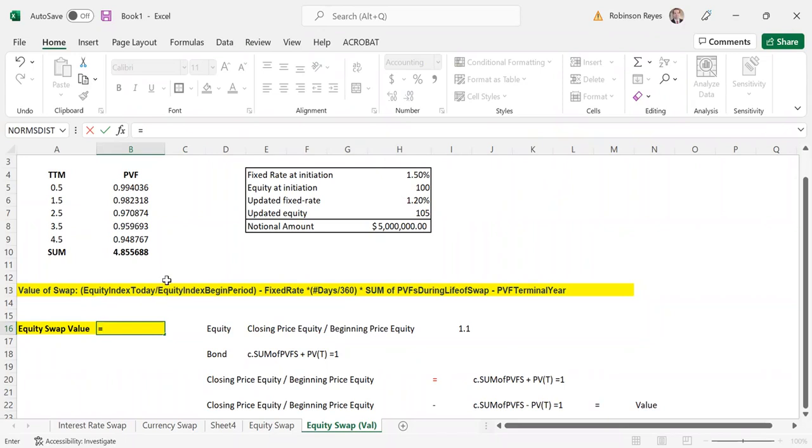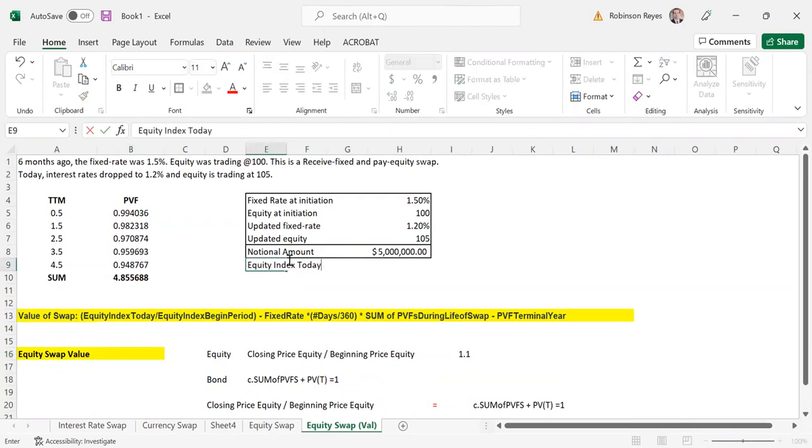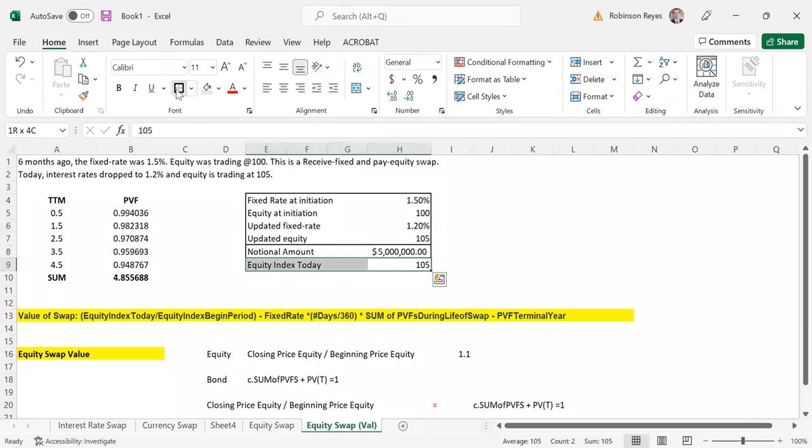So it's just the equity index today, and let's read what the problem is giving us. The equity index today, equity is trading at 105, right? And then the updated fixed rate is 1.2. I'm just reading the information that is given in the question. Interest rates dropped today to 1.2%, yes, and equity is 105, okay? So now we have this too.